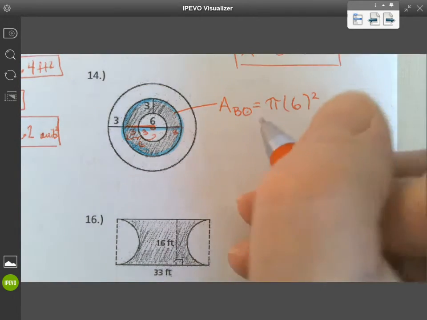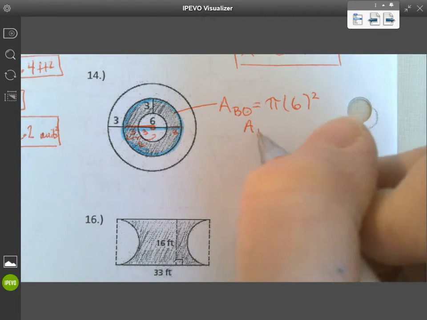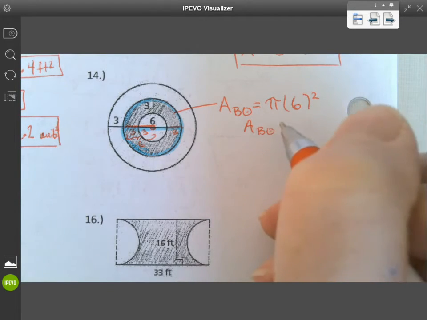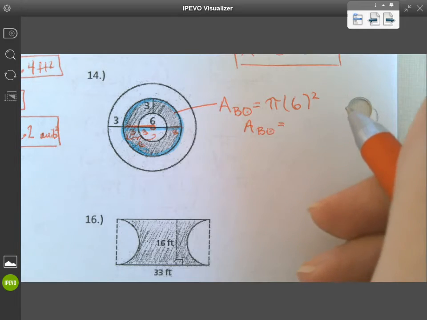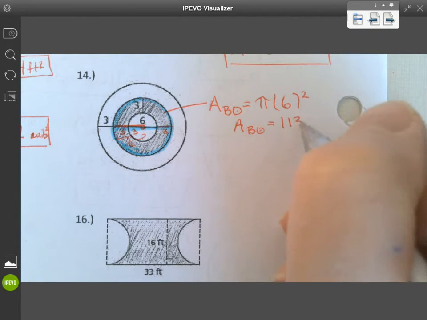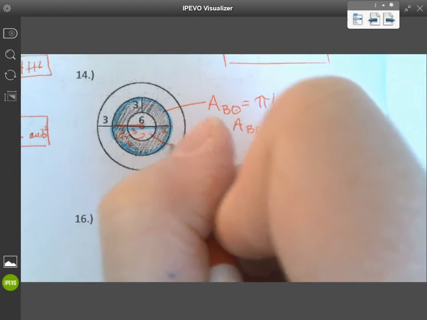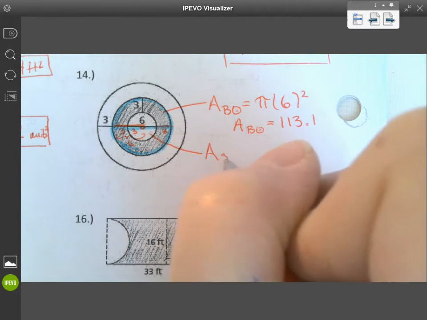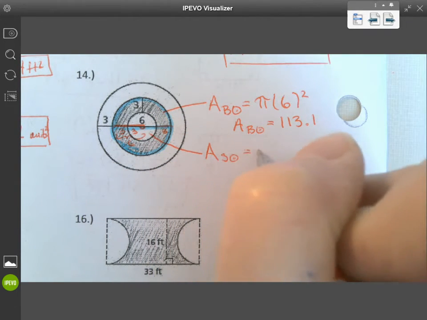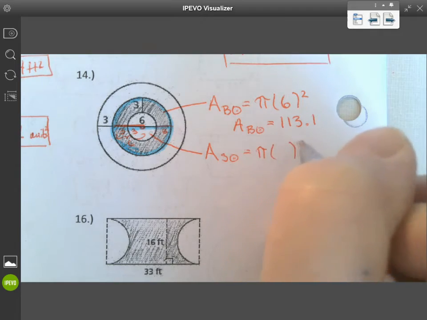Okay, so what is the area of the big circle? 113.1. Okay, I'll take it. You could have also just left it as 36 pi. Now, what's the area of the little circle? Area of small circle. Well, that's going to be pi r squared.